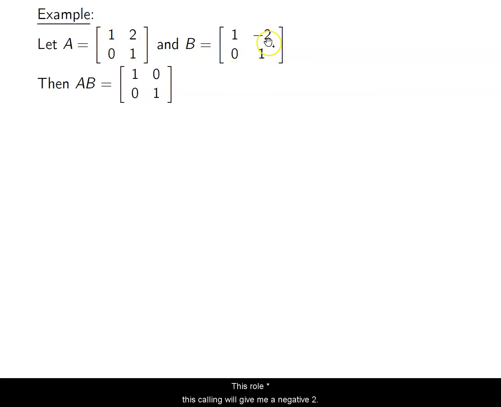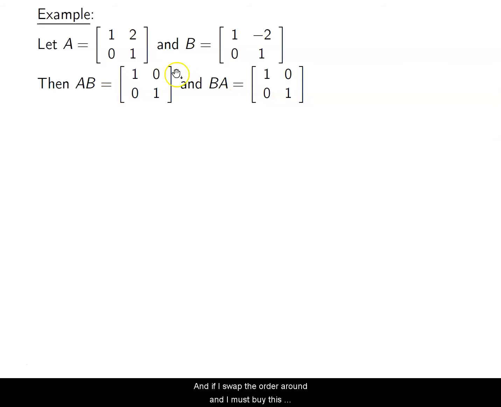This row times this column will give me negative 2 plus 2, which is 0. This row times this column, 0 and 0 is 0. And then this row times this column is 0 plus 1, which is 1. So you can do that as a quick check for yourself, even though we just did it.